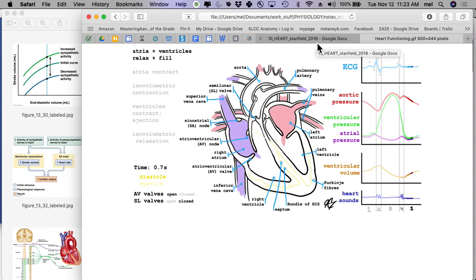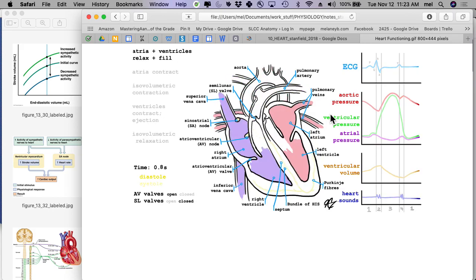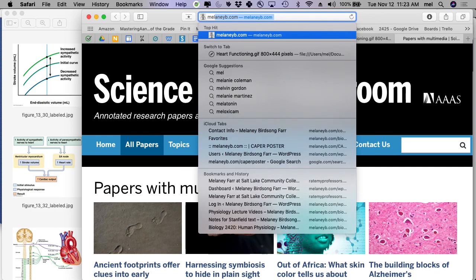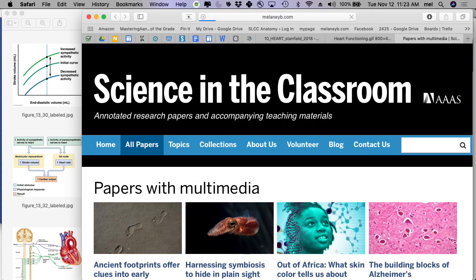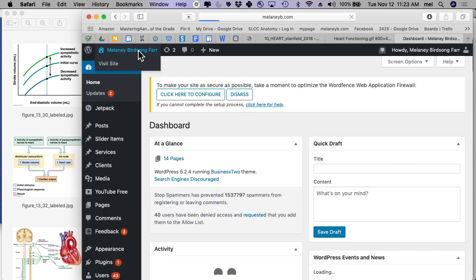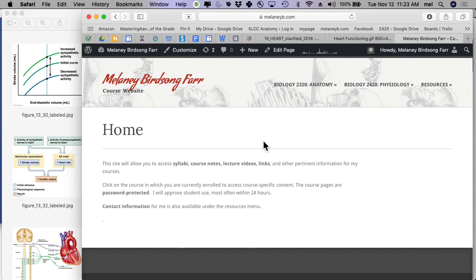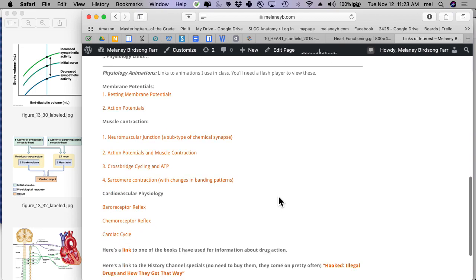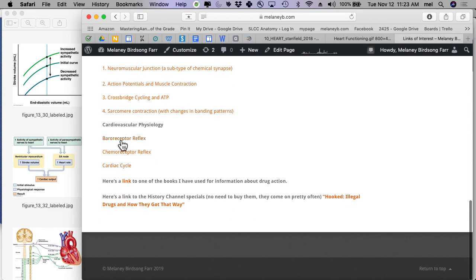Some of them, the ones that I have permission to post, are on the links page of melanieb.com. Yeah, so I think they are. Let me see. Low O2, low oxygen, high CO2, low pH, we just talked about this, were detected. Muscle contraction. Yeah, they're right here, all three of them. Rupa, baroreceptor, chemoreceptor, and cardiac cycle.